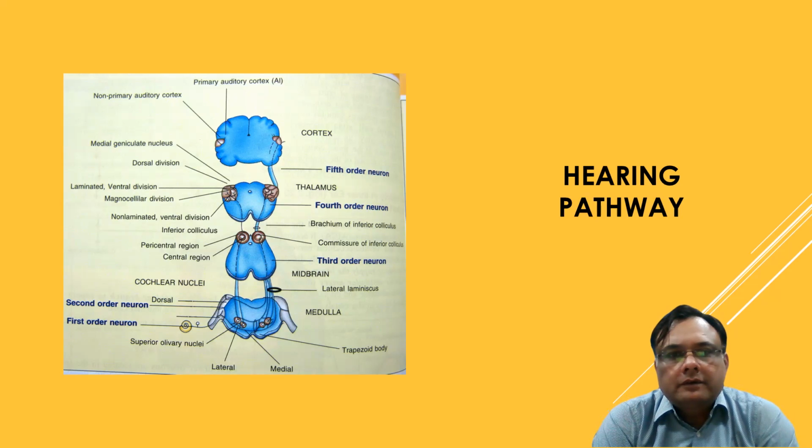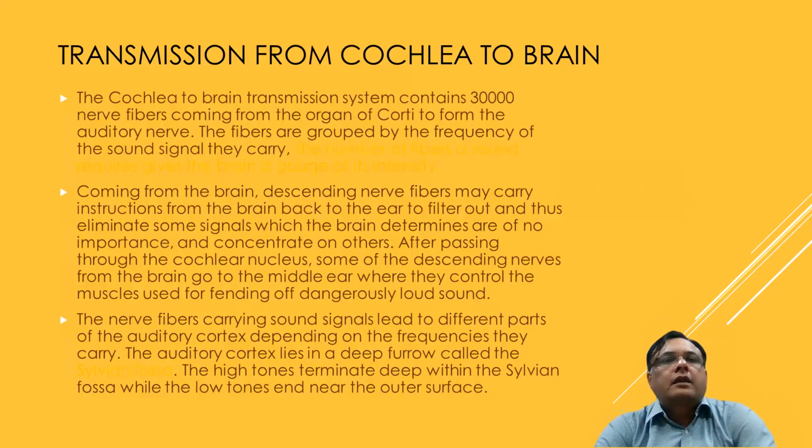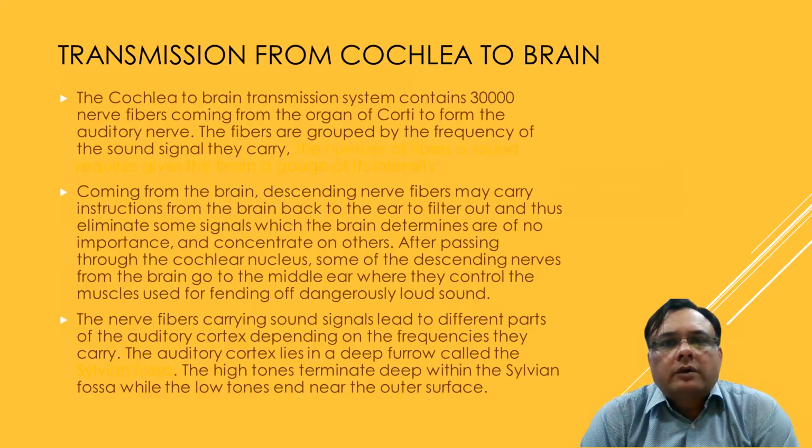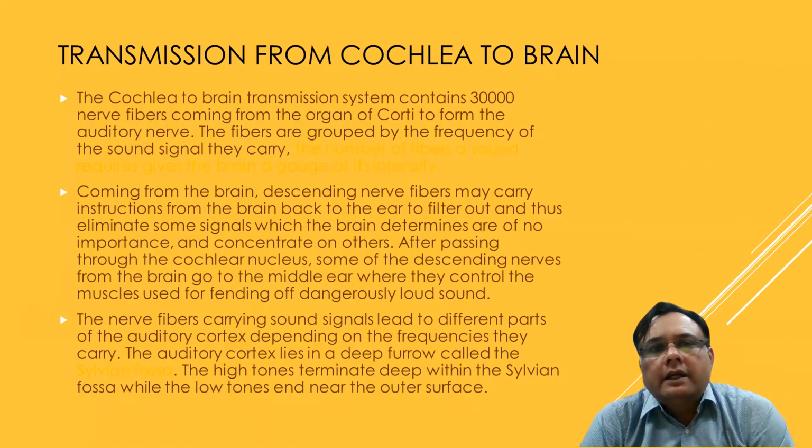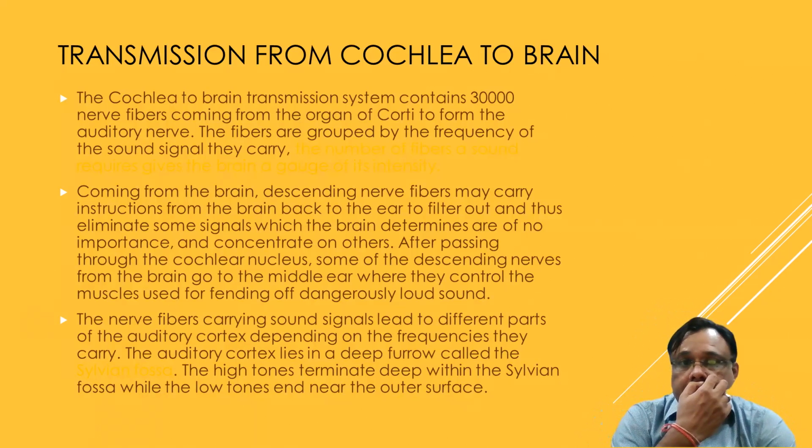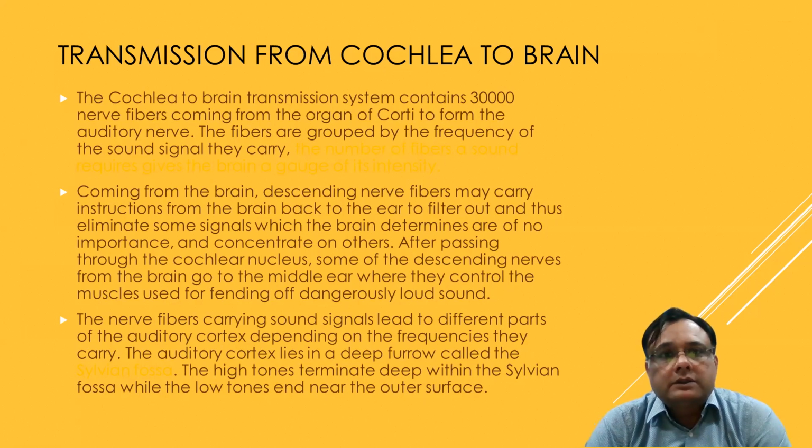Okay. So, transmission from cochlea to brain. The cochlea to brain transmission system contains 30,000 nerve fibers coming from the organ of Corti to form the auditory nerve. Fibers are grouped by the frequency of the sound signal. Coming from the brain, descending nerve fibers may carry instructions from the brain back to the ear, to filter out and thus eliminate some signals which the brain itself judges to be of no importance, and concentrate on others.